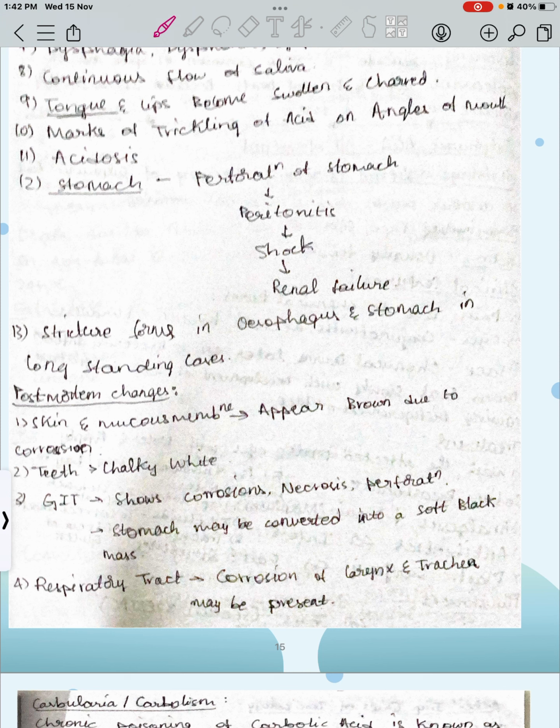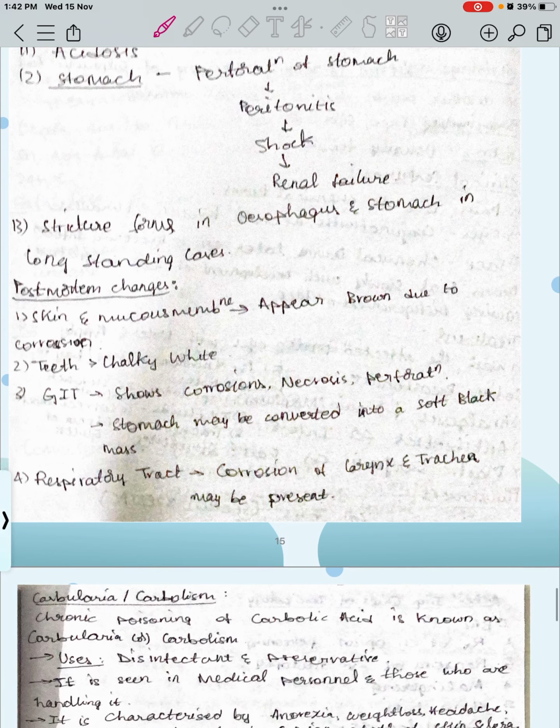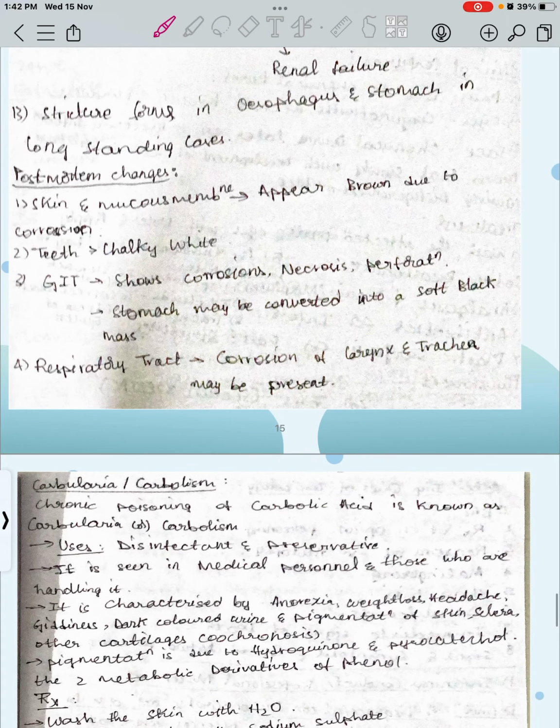Post-mortem changes: skin and mucous membrane appear brown due to corrosion. Teeth become chalky white. GIT shows corrosion, necrosis, perforation. Stomach may be converted into a soft black mass. Respiratory tract: corrosion of larynx and trachea may be present.